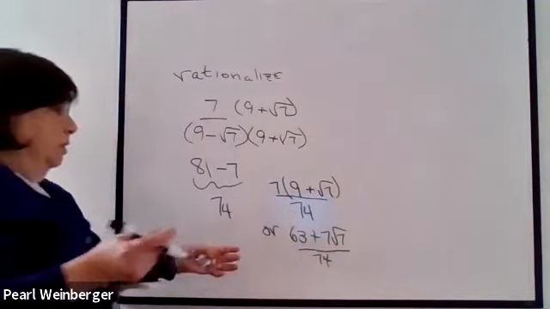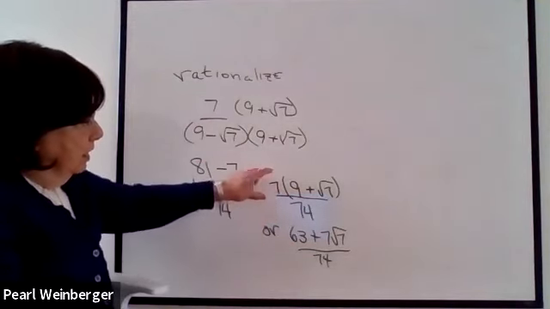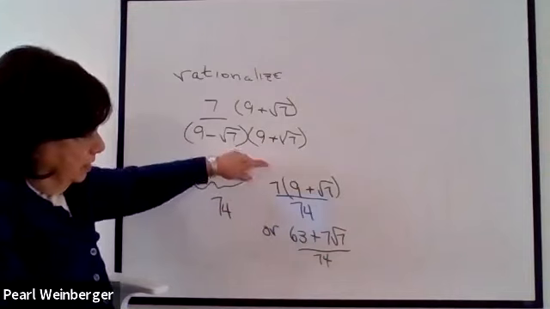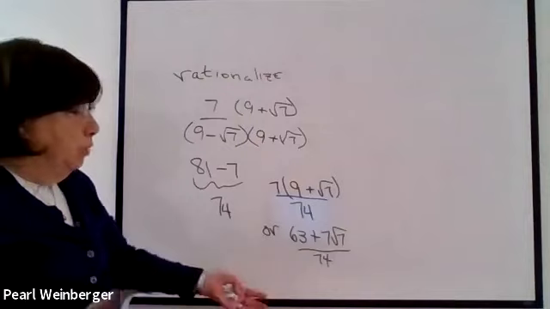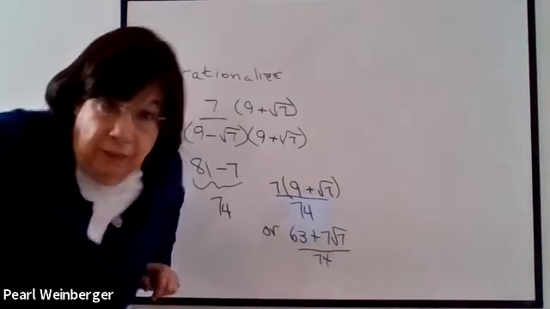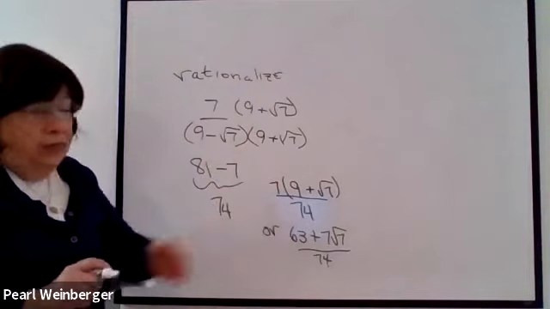On a final where it's going to be a multiple choice test, they might give you this as the answer, or they might give you this. They won't give you both because they're both correct. So you have to know that they're equivalent answers, and you can use either this answer or that answer.